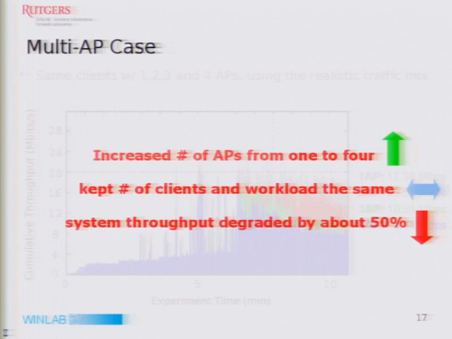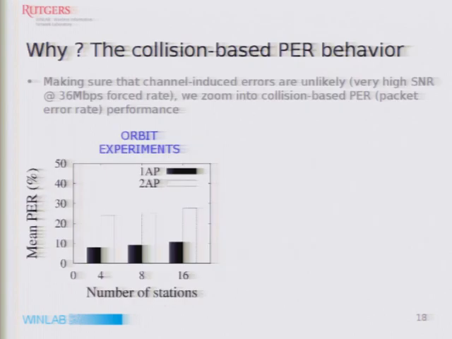So the remark is that we increased access points from 1 to 4. Everything else kept the same. We lost half of the capacity. Since we were doing a controlled experiment, we even forced a rather naive PHY rate to make sure that there are no bit error induced losses. So the only remaining alternative is collision-rate packet losses, and this is how the collision rate looks for this experiment. This set of experiments, I should say, first.